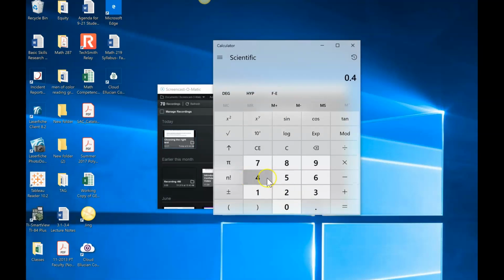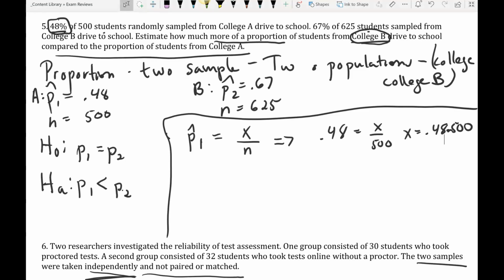So 0.48 times 500 is 240. What I'm being told here is that my x is equal to 240. That's going to be my number of successes.